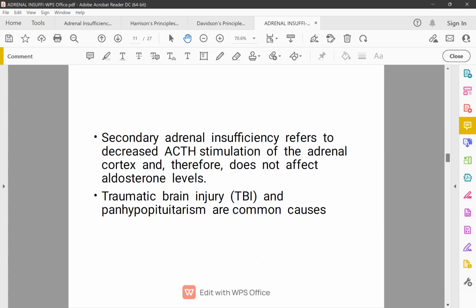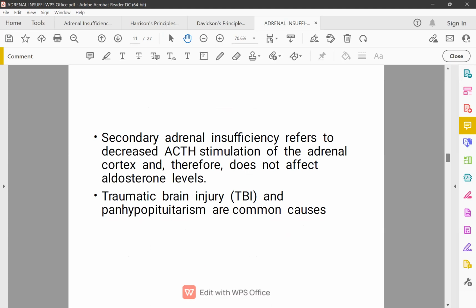And secondary adrenal insufficiency refers to decreased ACTH stimulation of the adrenal cortex, and therefore it does not affect the aldosterone levels. Only glucocorticoid levels are affected. Other causes of secondary adrenal insufficiency are traumatic brain injury and panhypopituitarism.